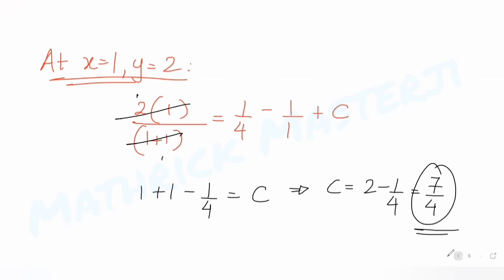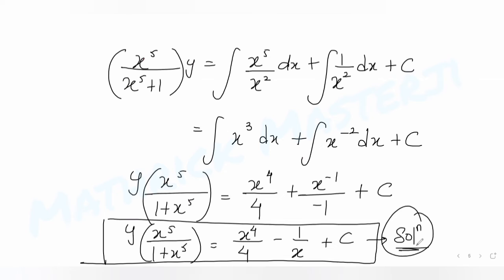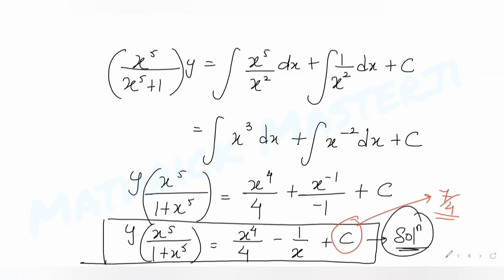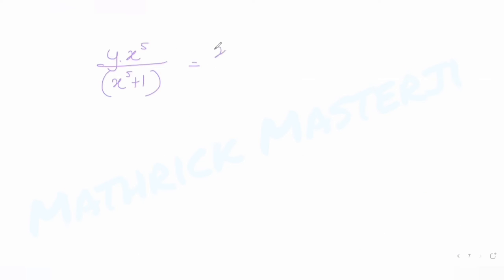So I have my solution of the differential equation, and in that I also got the value of c, the constant, which comes out to be 7 over 4. So you get your entire solution of the differential equation, which is y times x raised to 5 divided by x raised to 5 plus 1 is equal to x raised to 4 divided by 4 minus 1 over x plus c, which is 7 divided by 4.